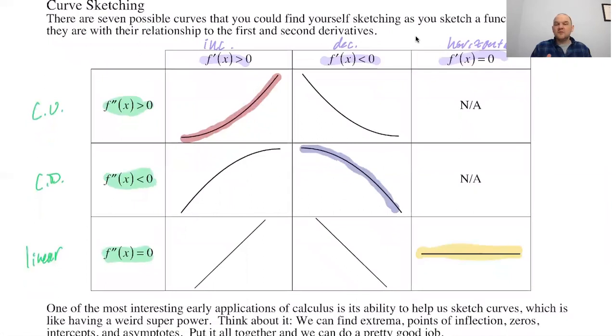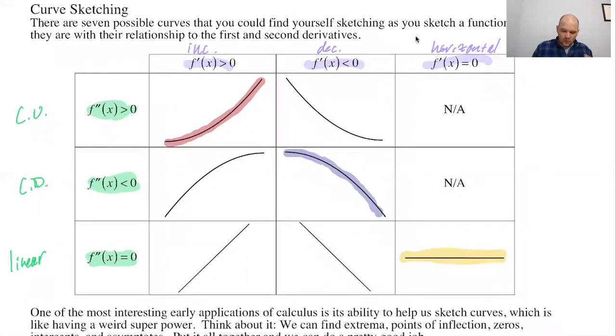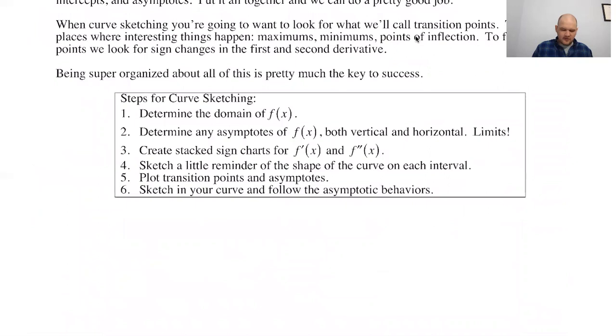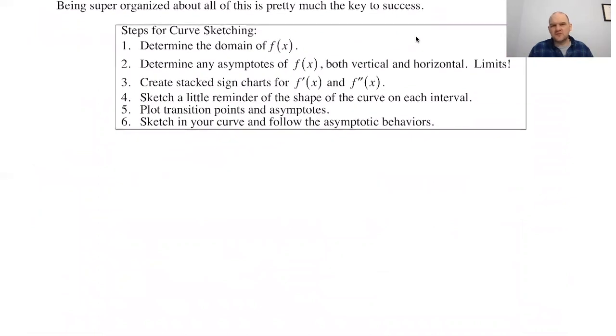So what we're going to do when we curve sketch is stack our number lines, and with a stacked number line we can decide what's going on overall, right? We're going to talk about curve sketching. We're just going to do it, so there's really no need to talk about it. But what I want to do is make up a set of stacked number lines for you.